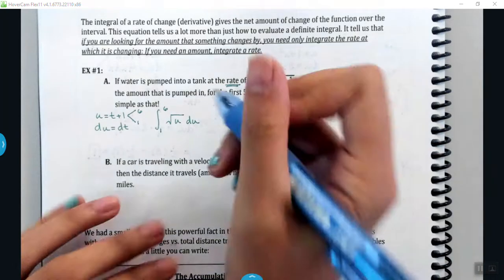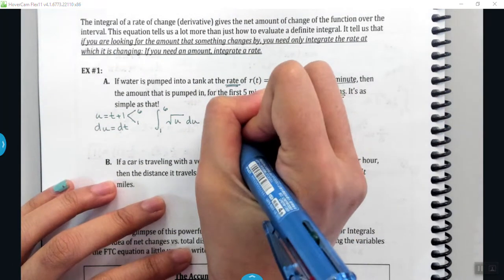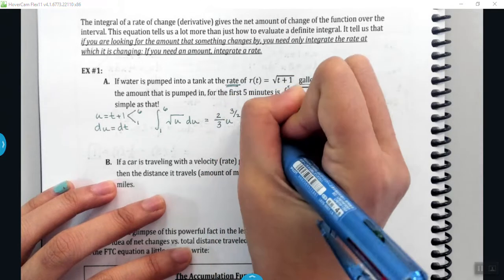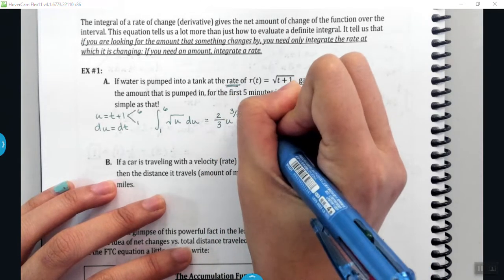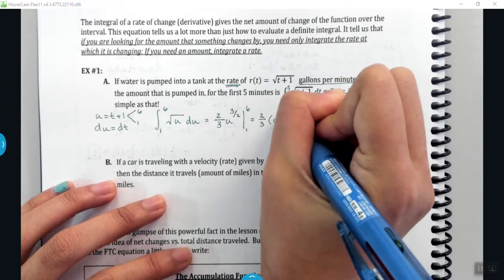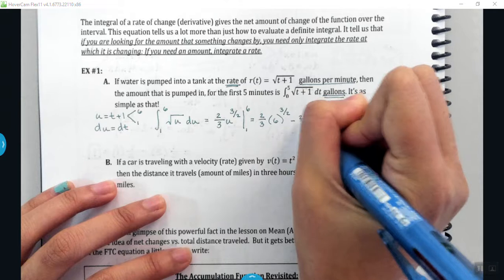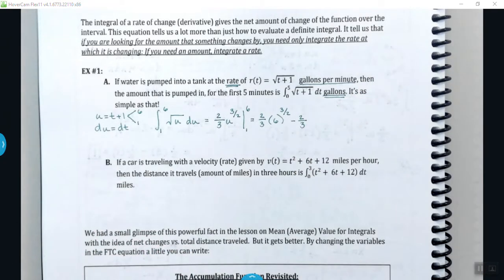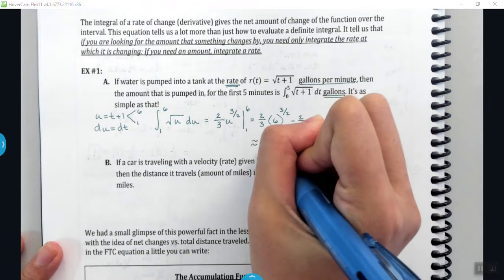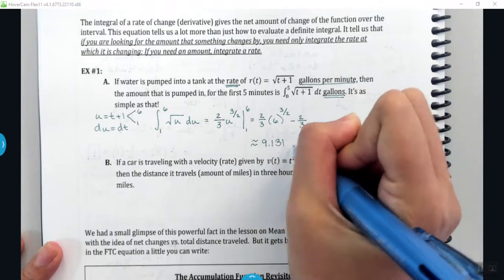Then we integrate square root u, and we get 2/3 u to the 3/2 from 1 to 6. Then it's 2/3 times 6 to the 3/2 minus 2/3 times 1 to the 3/2, but that's just 2/3. And you get your answer, and it's about 9.131 gallons.